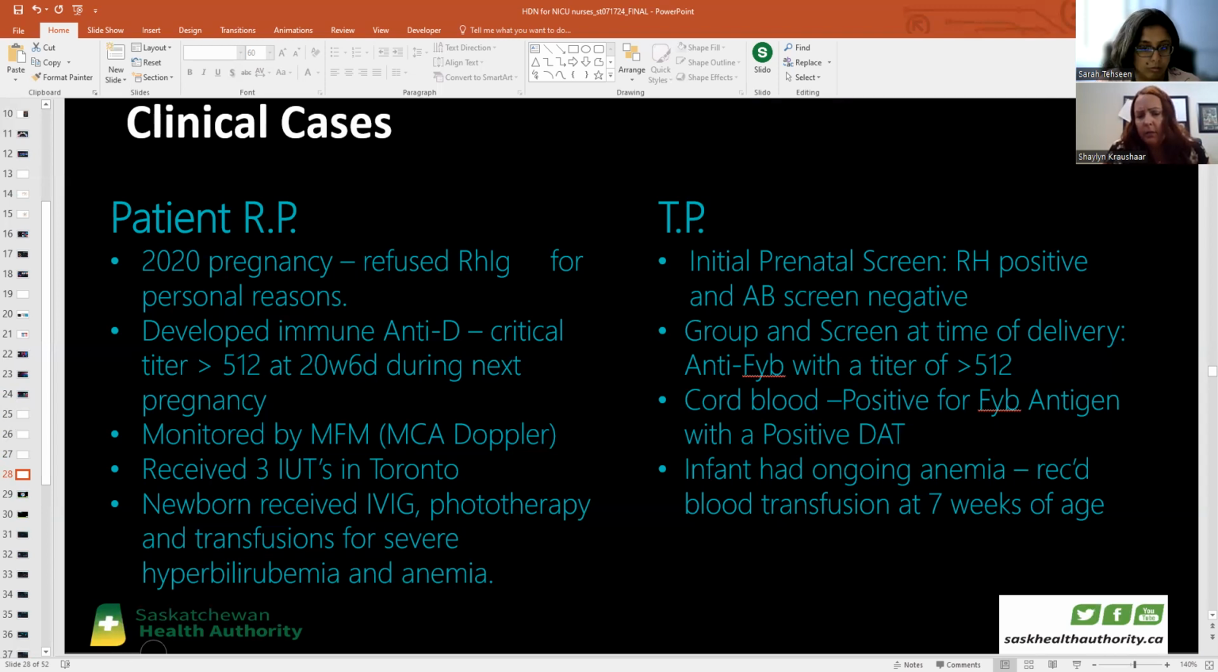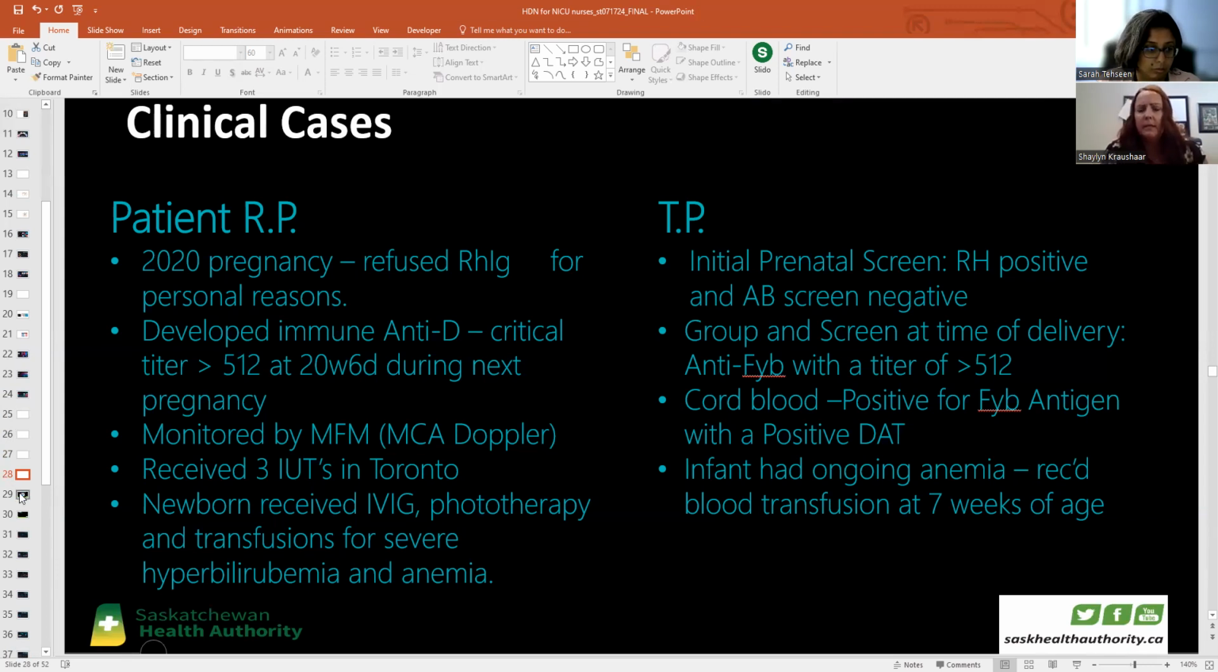The other case I wanted to bring up was this patient TP. She actually had an initial prenatal screen that was Rh positive, and she had a negative antibody screen. During pregnancy, she somehow developed this anti-Fyb. She had a group and screen at the time of delivery, and she had an anti-Fyb show up with a titer of greater than 512.